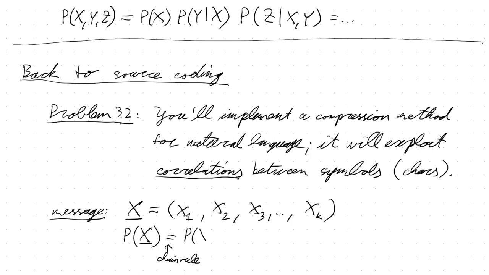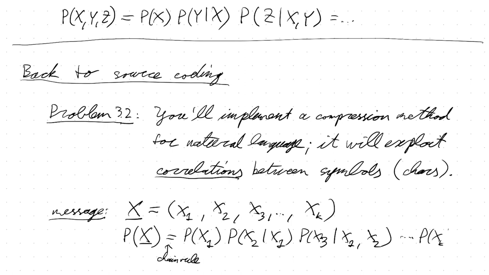So using the chain rule, I can always write this as p of x1, p of x2 given x1, p of x3 given x1, x2, and so on, until p of xk given x1, x2, up to xk minus 1. So this is always possible. In principle, this is always correct for any model.